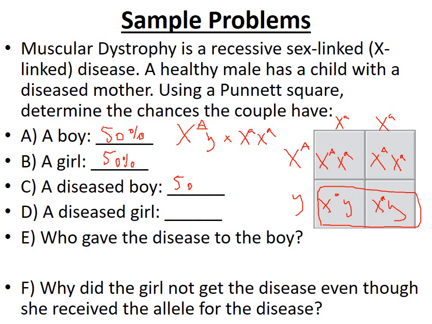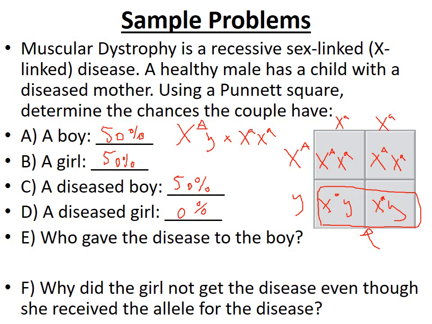Now let's say you do have a boy. Let's say the boy comes out, you see it's a boy, and you know what your genotypes are as parents, then it's 100% chance that your boy has that disease. Because you know it's a boy, and if you do the Punnett square, that boy has to have the disease. A diseased girl, well, 0% chance. There's no diseased girls in this Punnett square.